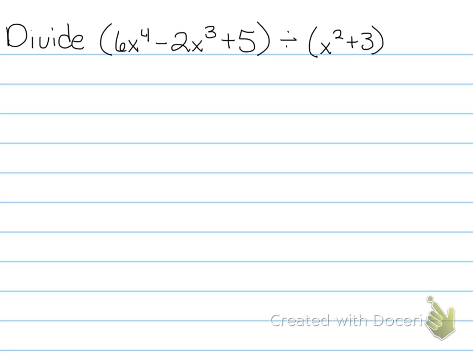So if you look at the polynomial we're beginning with, we have 6x to the fourth and then an x to the third. But notice how we are missing the x squared and x terms.